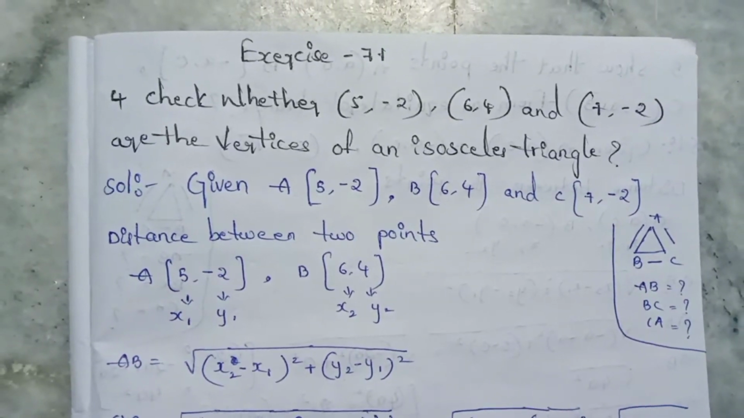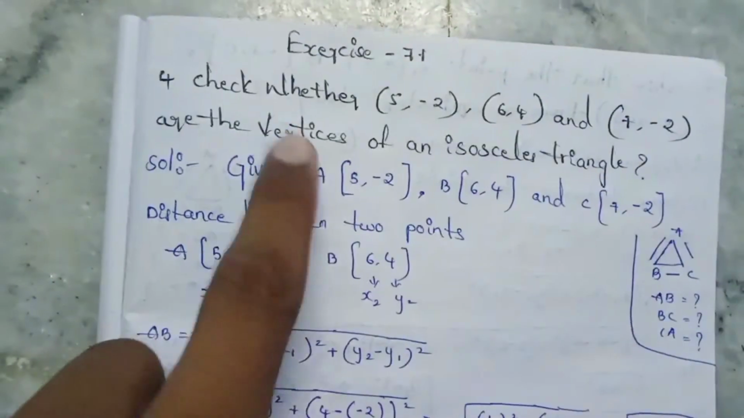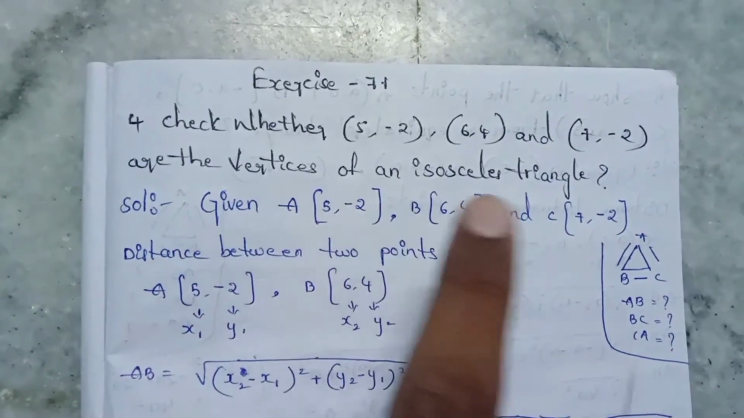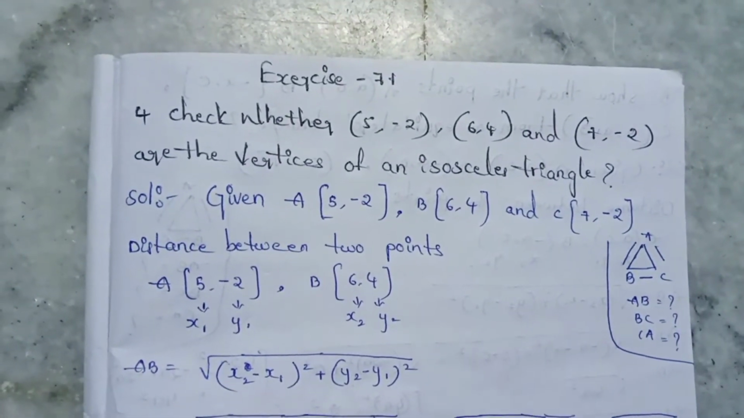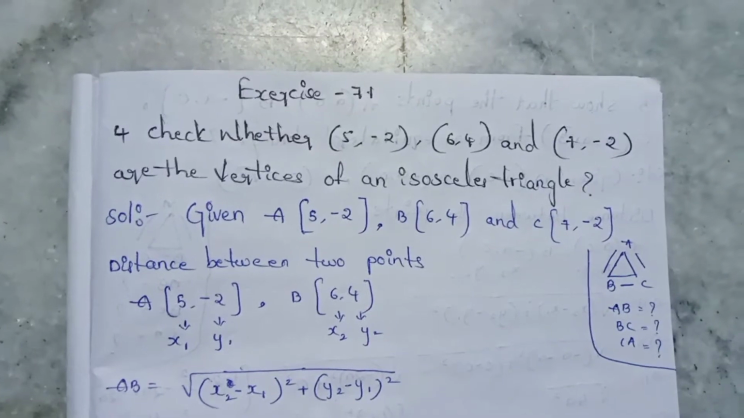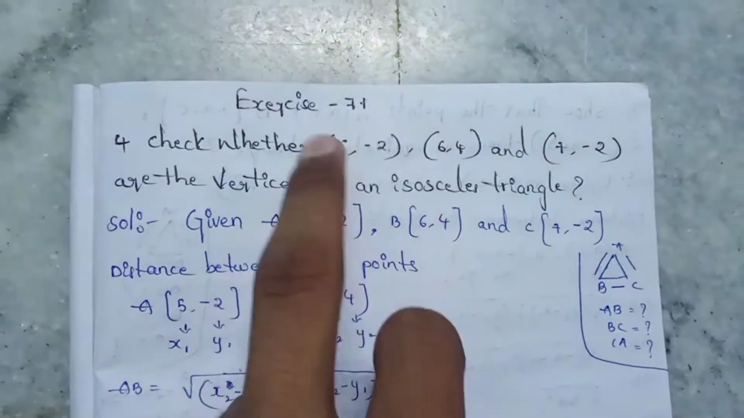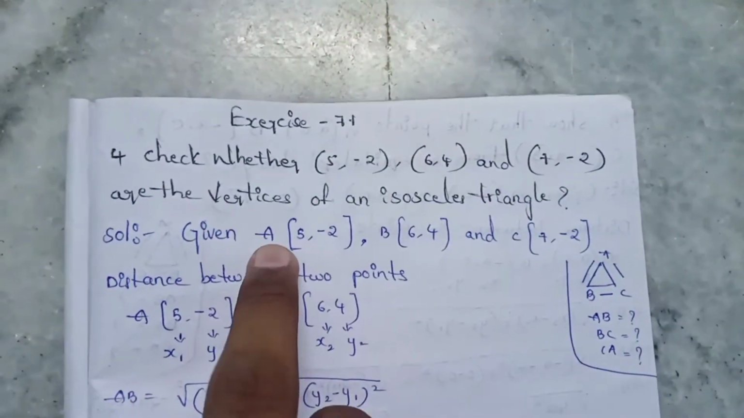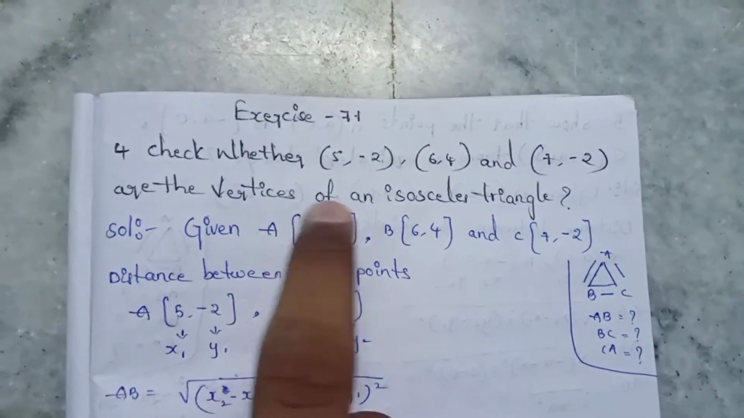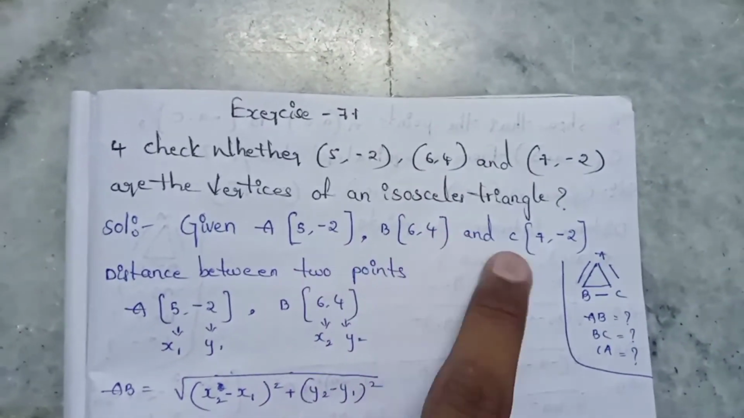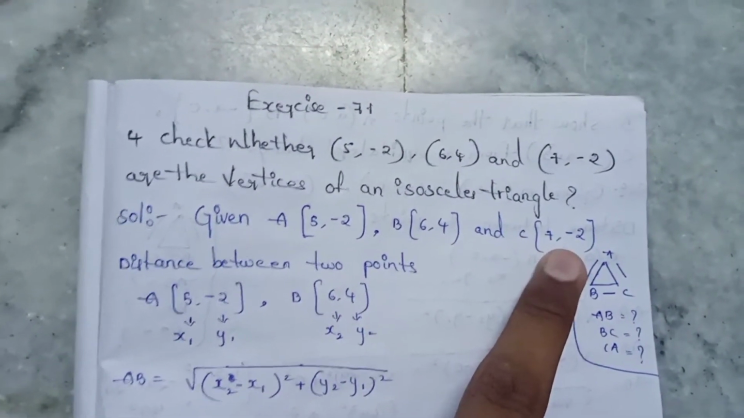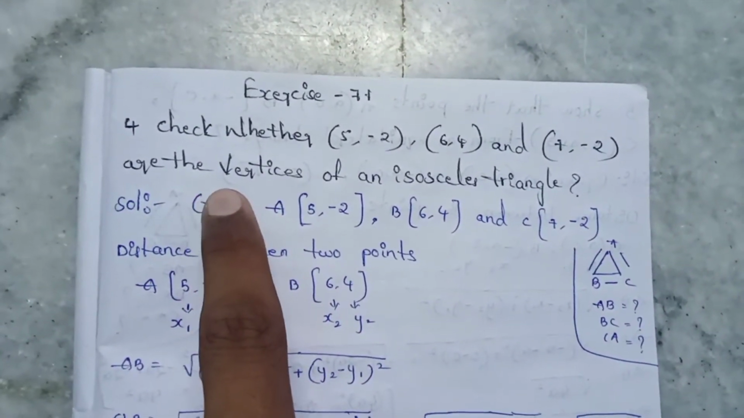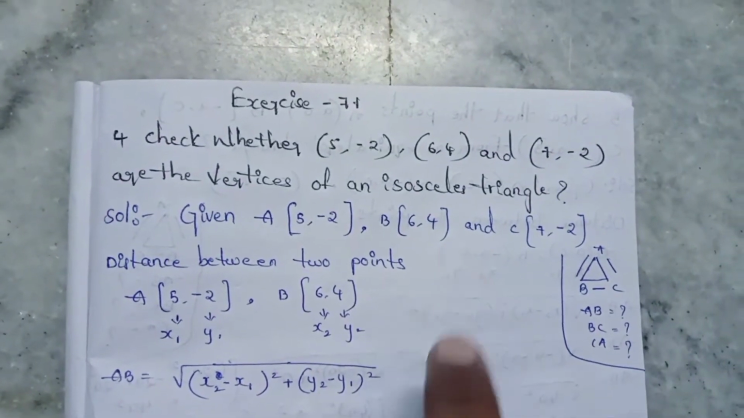Now, exercise 7.1, fourth problem. Check whether (5, -2), (6, 4) and (7, -2) are the vertices of an isosceles triangle. Now, what is given here? Let us write: it is A, B and C. A values are (5, -2), B values are (6, 4) and C values are (7, -2). Now he said that these are the vertices of an isosceles triangle.